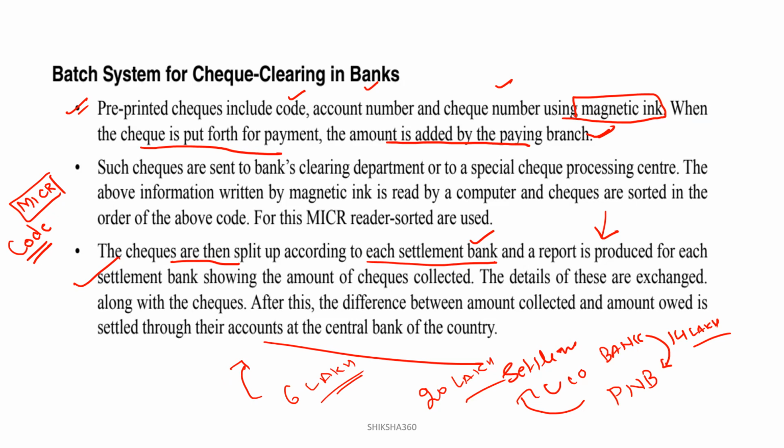Please tell me fast if there is any doubt or query regarding this point. Hope it is clear to all how the batch system for check clearing works in the banks, as per the definition explained here. If anyone has any doubt or query, you can ask, and we will discuss all your doubts in detail. Now we have to move further.